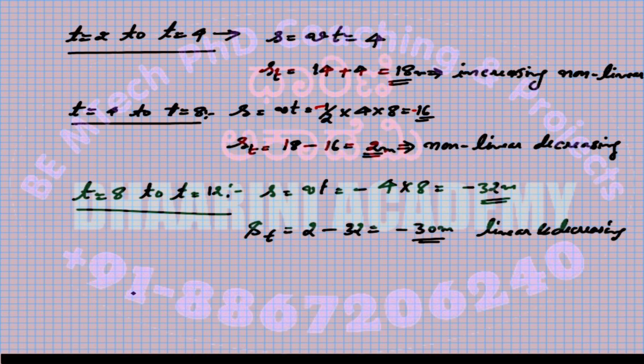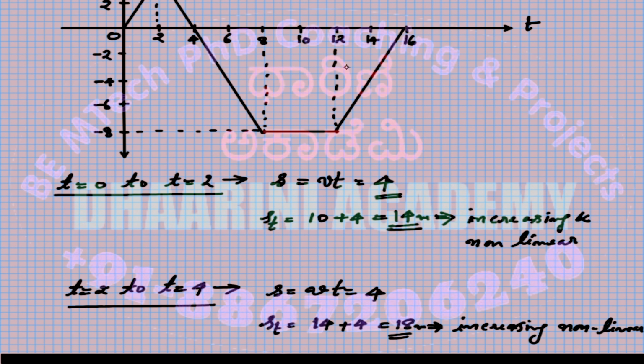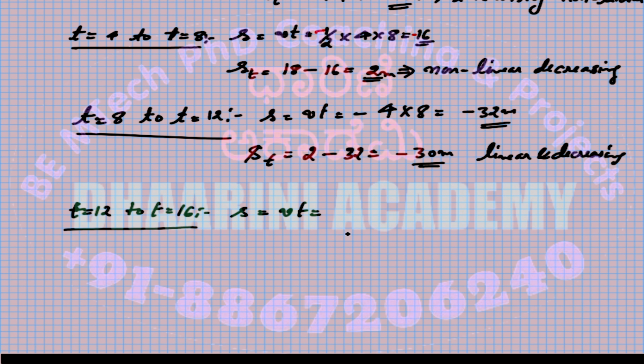All right. Later, the last part, that is t is 12 to t equal to 16. The displacement, let's calculate first. That is normally velocity into time. But in this case, let's go back to the graph and check. It's a triangle. So half into base is 4 and height is equal to 8. So 32 by 2 is minus 16 meters. It's going to travel.